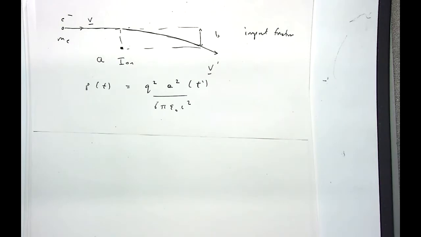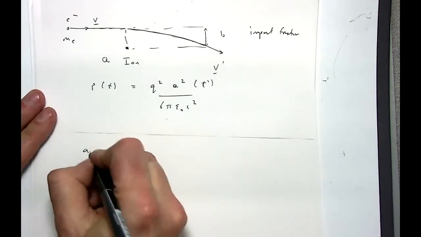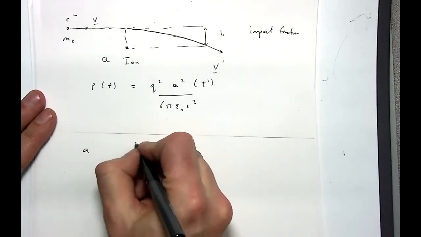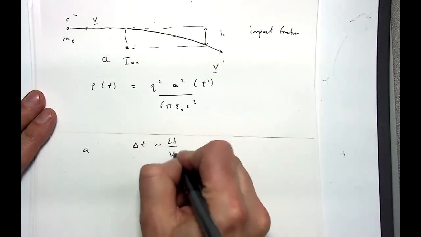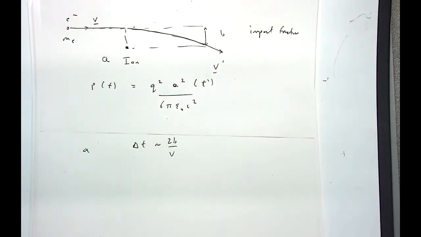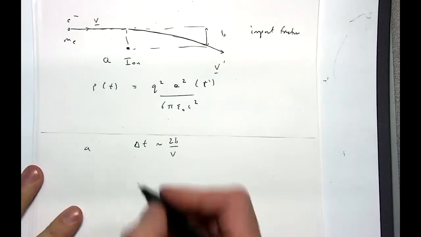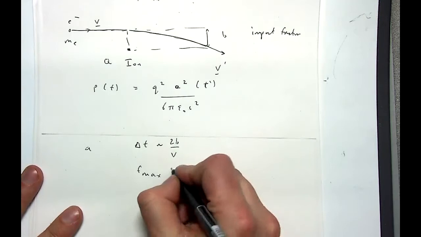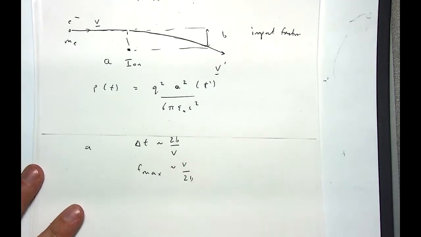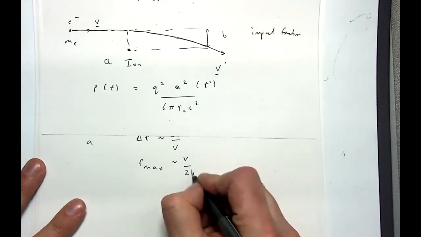And because it varies, we can write down the acceleration occurs over time delta t, which is something like 2b over v. That's the order of magnitude of the time over which the acceleration has taken place. And similarly to what we talked about before, that means the maximum frequency of emission must be v over 2b. So it's the same kind of argument we had for synchrotron radiation, isn't it?